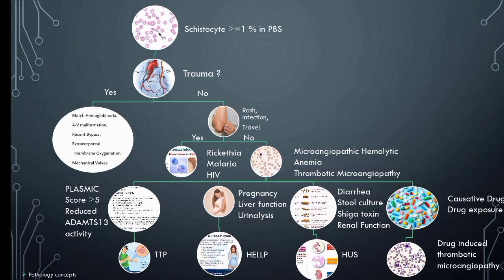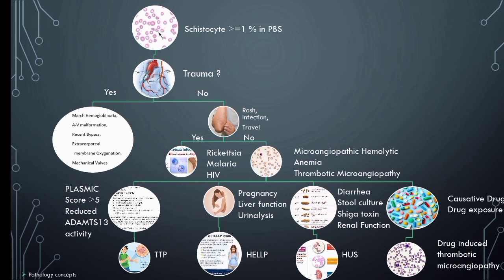The classical pentad of TTP is thrombocytopenia, fever, kidney injury, microangiopathic hemolytic anemia and neurological dysfunction. On additional testing, DAT is negative and the coagulation profile is normal. The assessment of ADAMTS13 enzyme activity is diagnostic of TTP, but it can take time for the result to come out. So the PLASMIC score is used for the prediction of severely reduced ADAMTS13 enzyme activity.